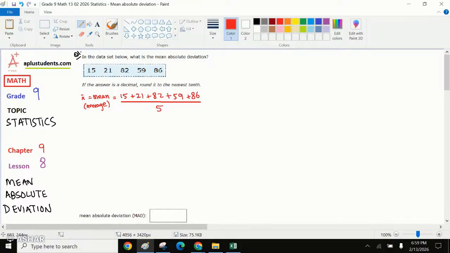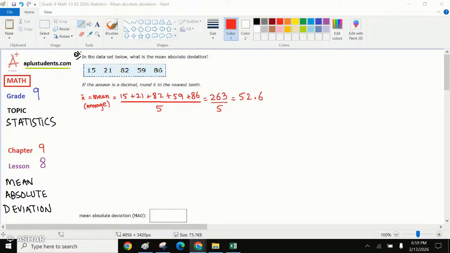So when we add these numbers together, what is that? 15 plus 21 plus 82, 59, and 86 comes out to be 263, divided by 5, and the mean comes out to be 52.6. Sorry, 52.6 is the mean.